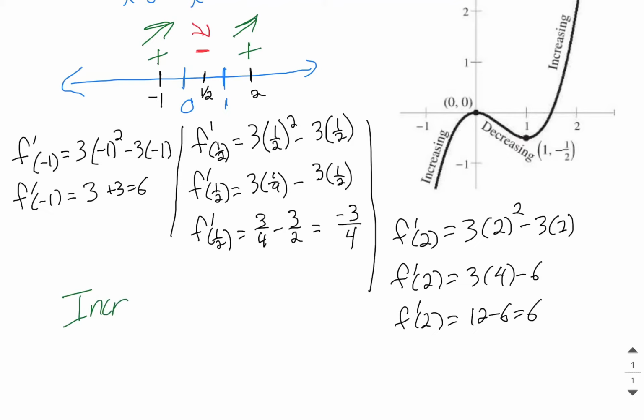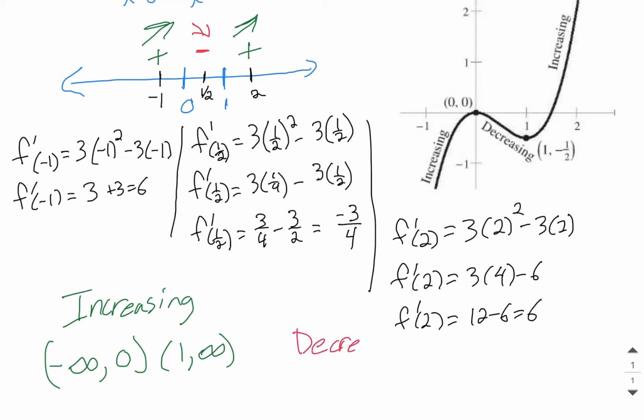So our increasing interval is going to be from negative infinity, right? All those values to the left until that critical point where it goes from positive to negative. So from negative infinity to 0. And then we have another increasing interval from our second critical point, 1 to positive infinity. Since there's no more critical points, it's growing without bounds. It just continues up. Now, when we take a look at our decreasing, we know that this graph has a decreasing interval between those two critical points, so between 0 and 1.